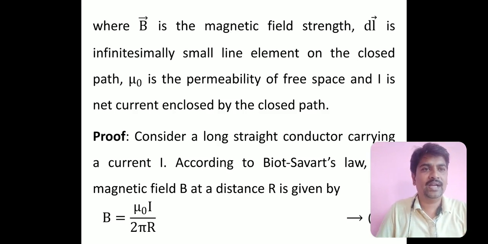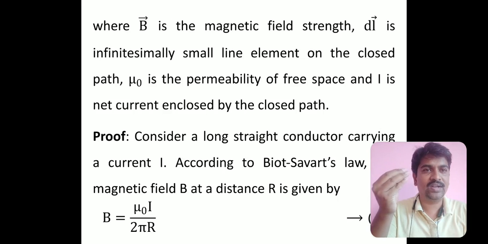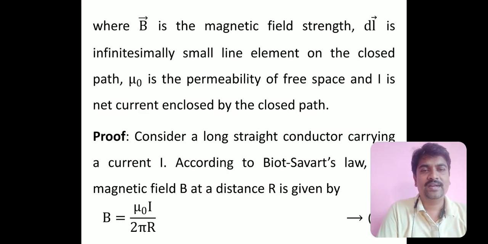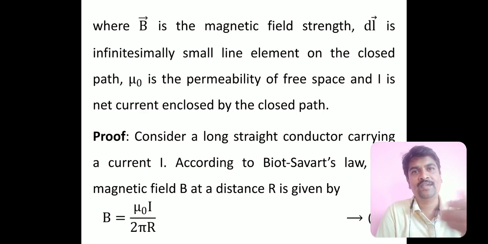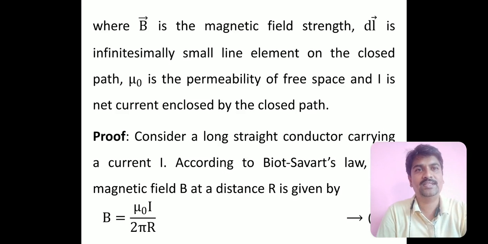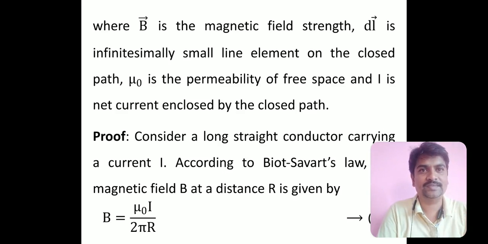Now I am defining the terms involved in the Ampere's circuital law equation. B is the strength of the magnetic field, and dl is an infinitesimally small line element on the closed path. Mu naught is the permeability of free space. As I told you, permeability is the capacity of a medium to allow magnetic lines of force to pass through it. If it allows more magnetic lines to pass through, its permeability will be more. If it allows fewer magnetic lines to pass through, its permeability will obviously be less.